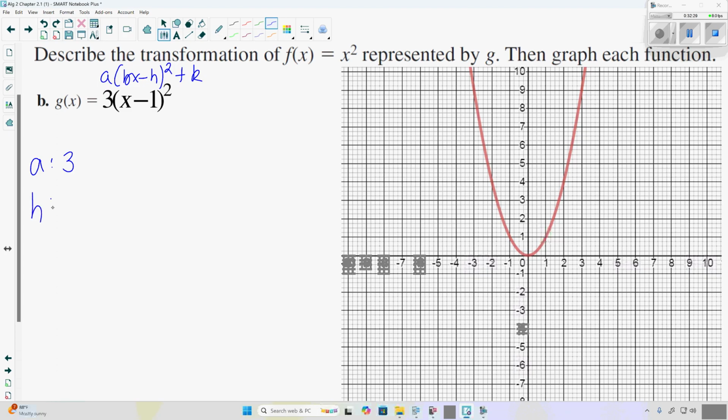We also have a value for h. h's value is +1. The 3, now since it's positive, there is no reflection across the x-axis. But it does tell us that we have a vertical stretch of 3. H, left or right, tells us we're going to go right 1. Could be a vertical stretch of 3 and right 1. Questions on this here? We ready for the last one?